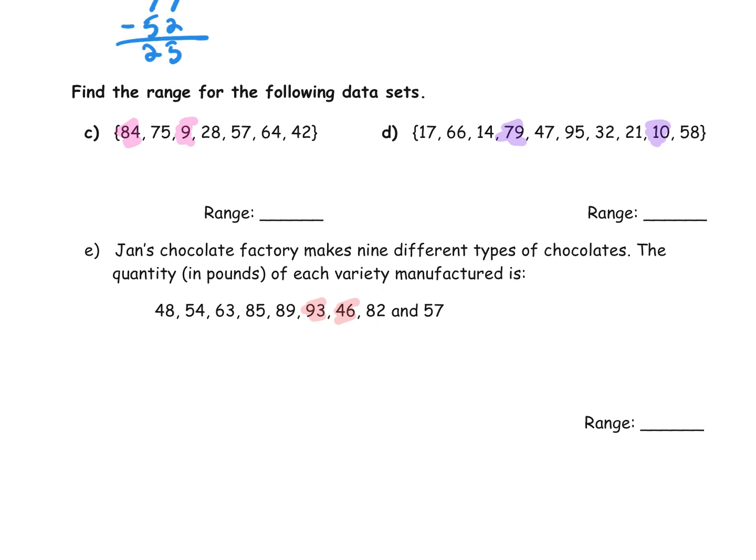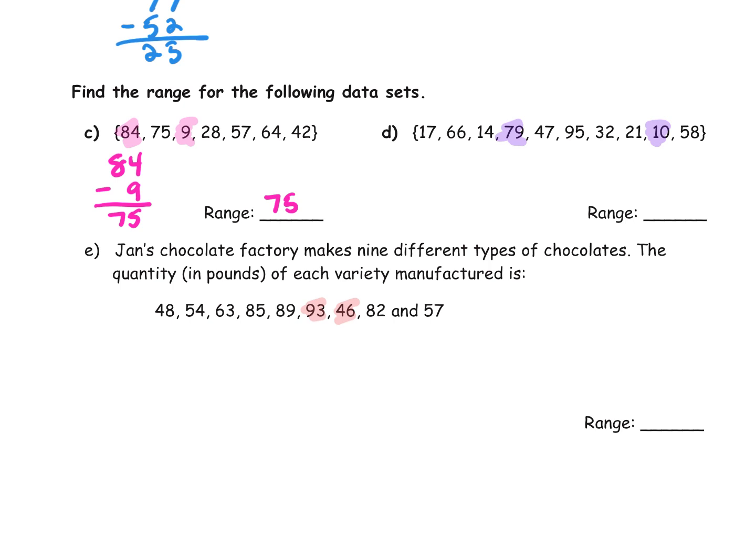So for data set C, 84 was our highest value minus the lowest value of 9. And the result was 75. So our range is 75, meaning there's a spread of 75 numbers between the lowest value and the highest value.